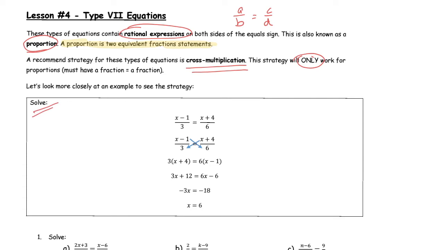I've got a fraction on the left side and a fraction on the right-hand side. What we're going to do is multiply the denominator of the left-hand side with the numerator on the right-hand side, and then multiply the numerator on the left-hand side with the denominator on the right. That's what we're seeing in this step right here, and those should be equal.